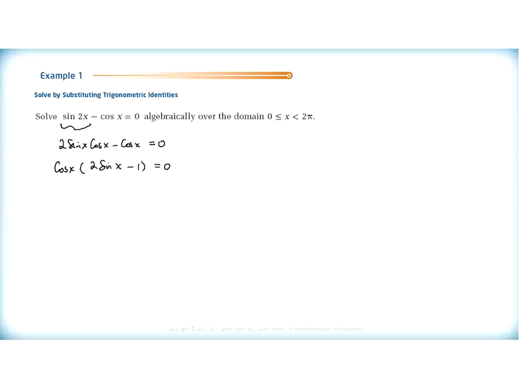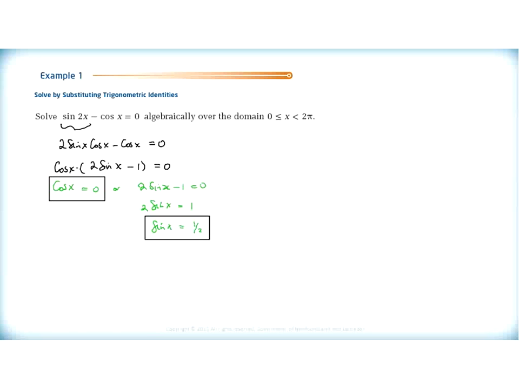Now, we still have two trigonometric functions here, both sine and cosine, but we can apply the zero product property because we have two things multiplied together that equal 0. The zero product property simply says that the first thing equals 0, or the second thing must equal 0. If we take the second equation and solve, 2 sine x equals 1, so sine x will equal 1 over 2. And you see I've created two equations here. I've created cosine x equals 0, and I've created sine x equals a half. I need to solve both of those equations within that specific domain. So let's solve both of these.